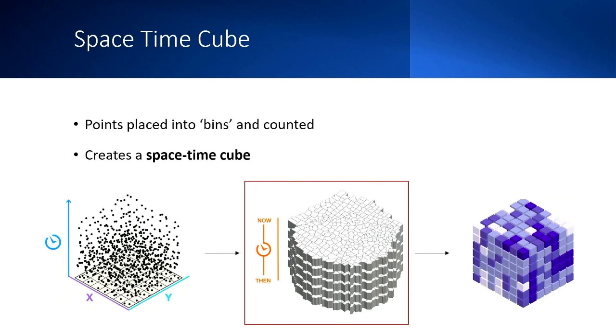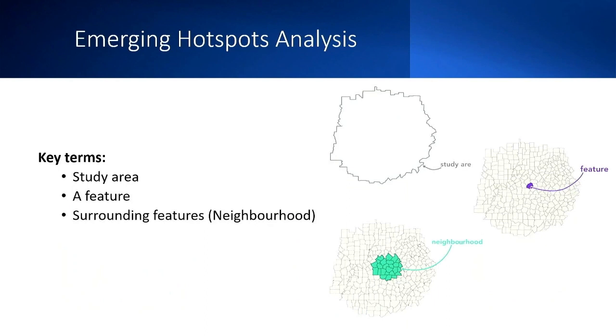The space-time cube can also be aggregated into hexagonal grids or any two-dimensional polygon layer instead of symmetrical cubes. So you can see that. For the emerging crime hotspot analysis tool, I use statistical area 2 for aggregating the space-time cube instead of squares. Once a space-time cube is created, this is fed into Esri's emerging hotspot analysis tool in ArcGIS. Some key terms to remember when talking about emerging hotspot analysis are the study area, the features, and the surrounding features, also called the neighbourhood.